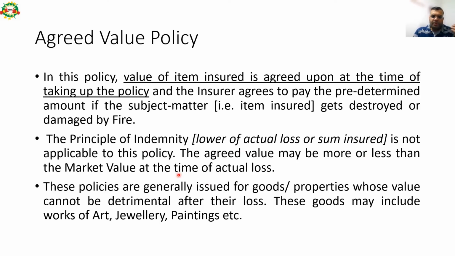So normally this policy is purchased for assets whose market value cannot be assessed, for example artifacts, arts, coins, manuscripts, etc. We'll see this in a subsequent slide also. So these policies are generally issued for goods and properties whose value cannot be determined after their loss. These goods may include works of art, jewelry, paintings, etc.